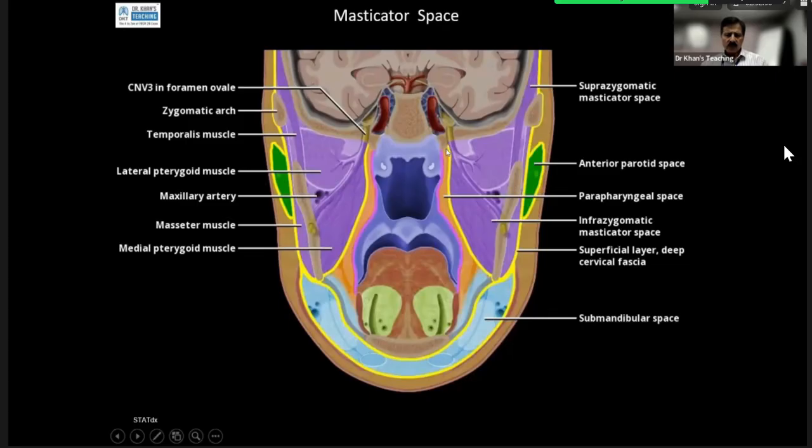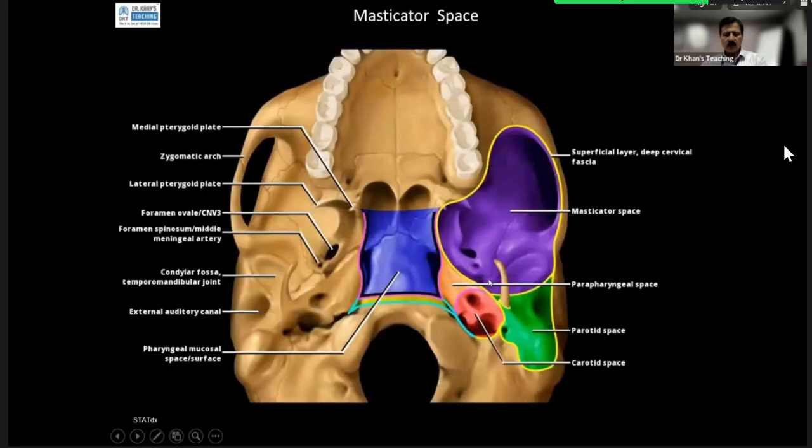So this is a coronal diagram which tells you that this is the masticator space which touches the base of skull. We have already covered it, and this space here is the parapharyngeal space. Repetition, that many of the spaces go and touch the base of the skull, and that is why if there is a tumor in the space or there is infection, it can go into the cranial cavity.